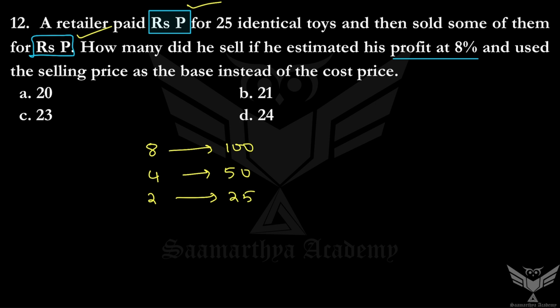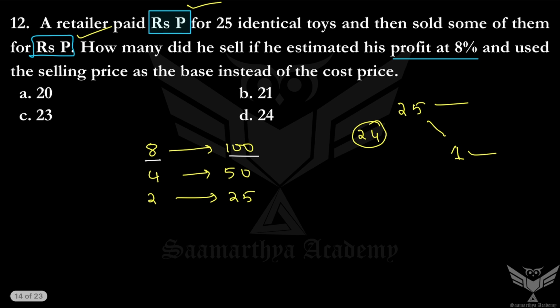Now what is the meaning of that? In 25, if she keeps 1, she is selling 24 for the same amount. This one is the profit for 25. So whatever the number of toys she is keeping with her, that much is the profit. Now clearly for 100, she has to keep 8 with her so that 8% can be the profit. For 50, it is 4. Then for 25, it is 2. In 25, she is keeping 2 with her. That means she sold how many? 23 remaining.